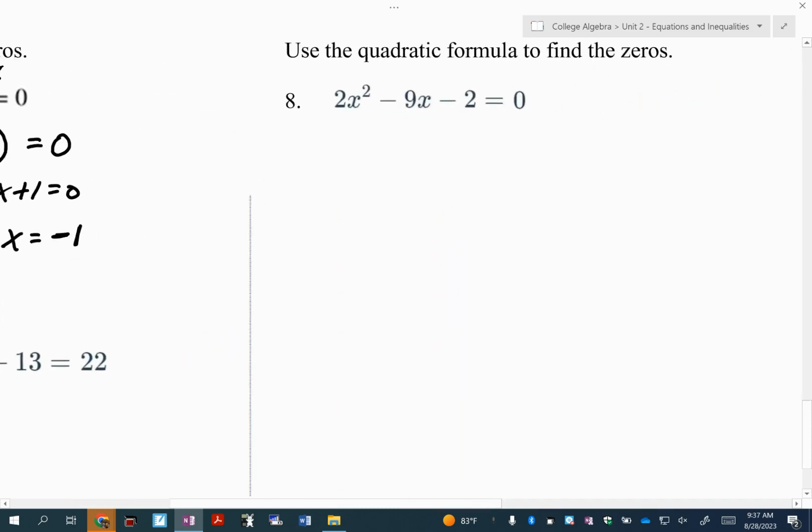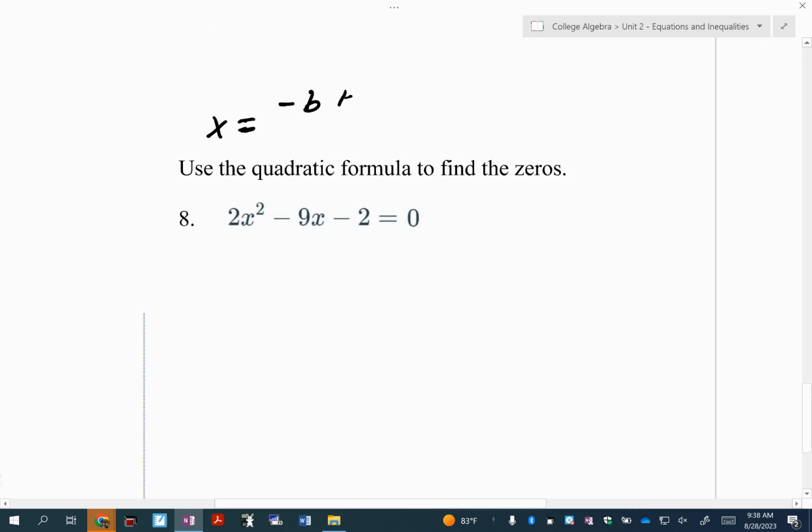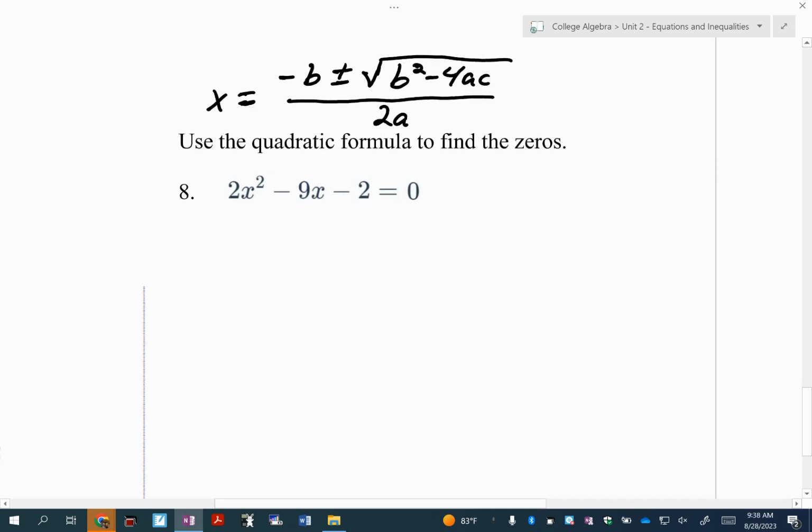Now, number 8 wants me to use the quadratic formula. So make sure you remember the quadratic formula. If you need to sing it, make sure you sing it. x is equal to the opposite of b plus or minus the square root of b squared minus 4ac all over 2a. You can always use that to help you. In this case, I don't need to move anything over. It's already equal to 0. So my a is going to be 2, my b is going to be negative 9, and my c is negative 2. So plugging in, the opposite of negative 9 is positive 9.